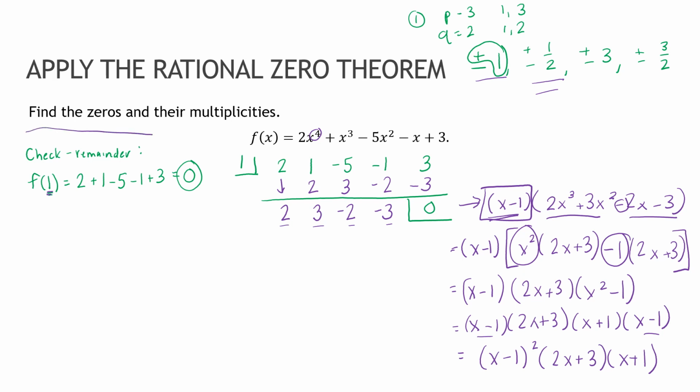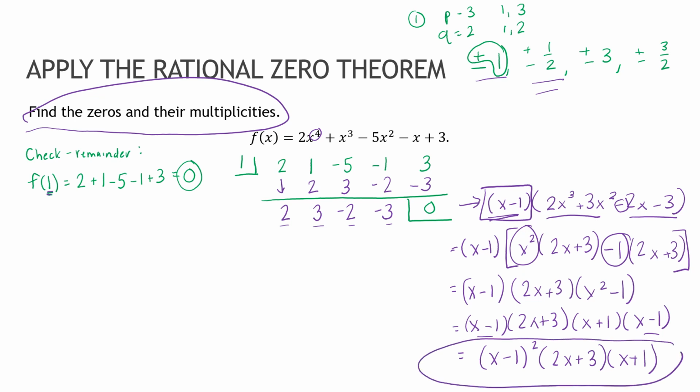It says find the zeros and their multiplicities. So I had to factor to get there. But remember, this is 0 equals this, because that's essentially what I did, is set 0 equal to that. So to find my zeros, I'm going to take x minus 1 and set it equal to 0 to get x equals 1, multiplicity of 2.